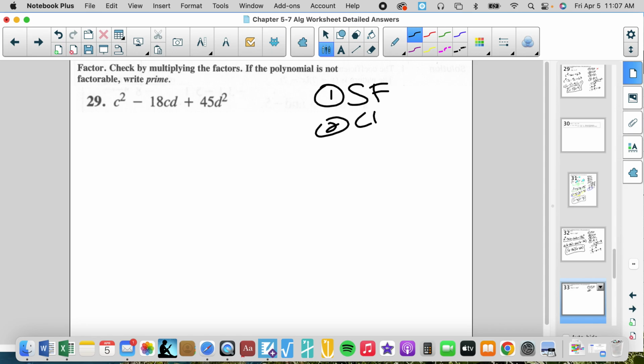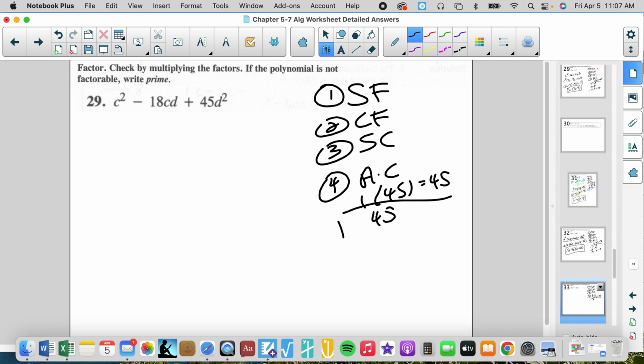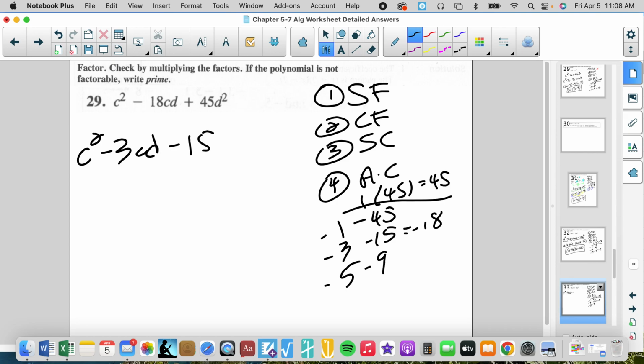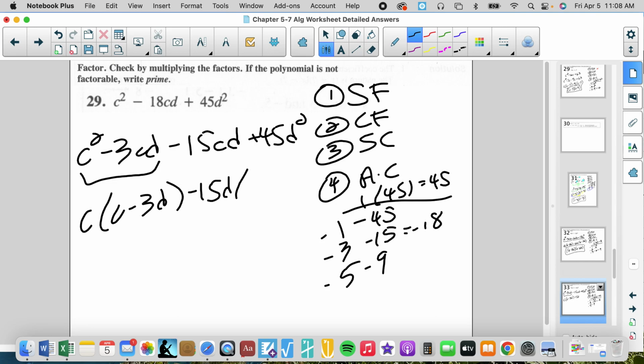Standard form, yes. Common factor, no. Special case, no. A times C, 1 and 45. 1 and 45, 2 no, 3 and 15, 4 no, 5 and 9. Signs are the same, both are negative. Negative 18 is these two pairs. C squared minus 3CD minus 15CD plus 45D squared. Factor out a C, C minus 3D. Factor out a negative 15D, C minus 3D. C minus 3D times the quantity C minus 15D.